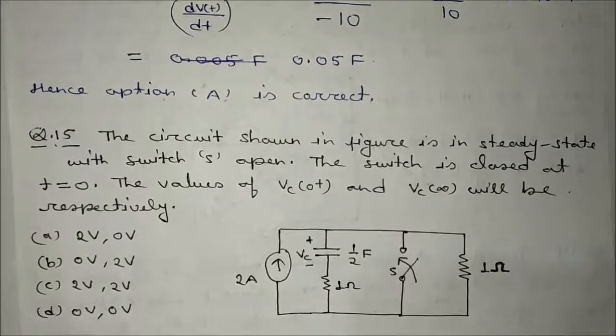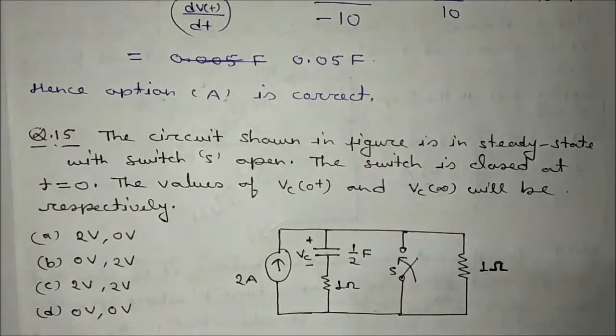What is the next problem? That is the 15th one. In the circuit shown in the figure, in a steady state with switch S open, the switch is closed at t equal to 0. The values of Vc 0 plus and Vc infinity will be. It's a very simple problem.